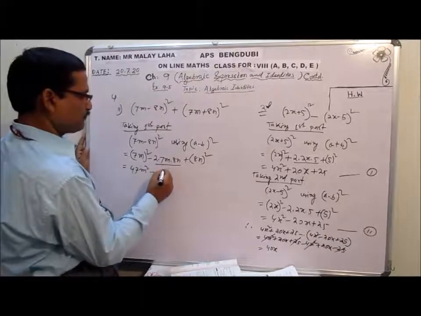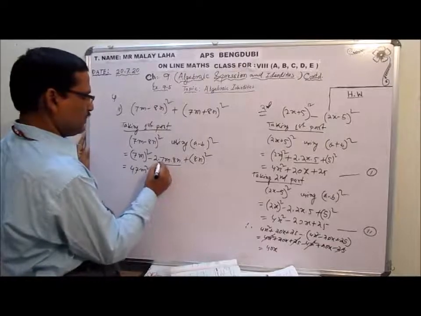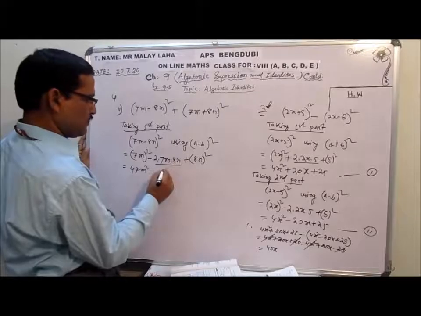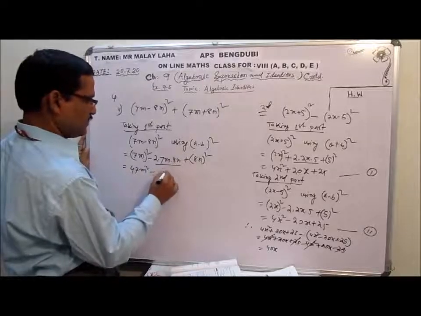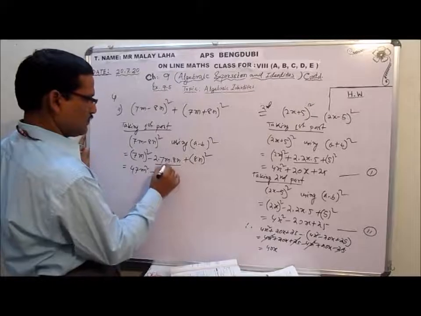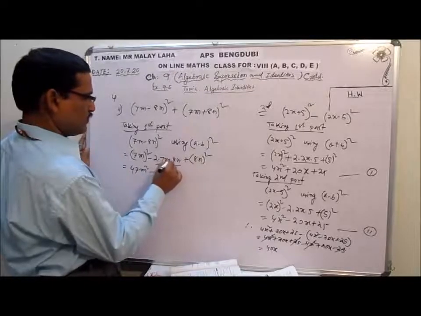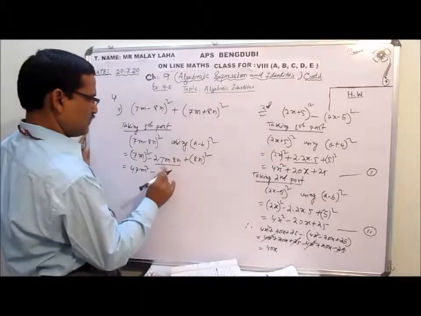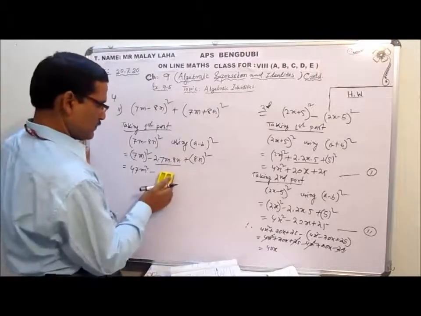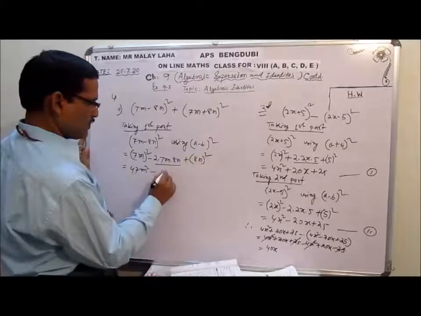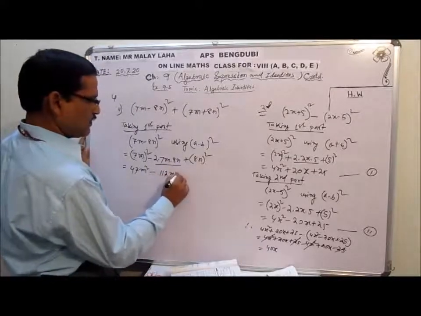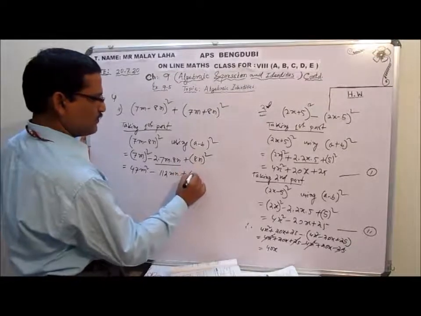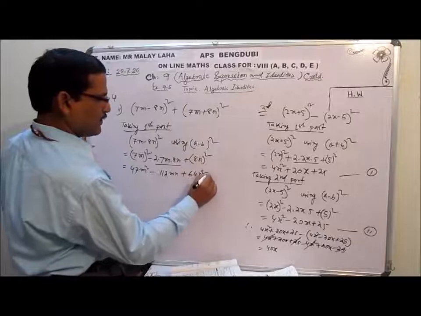14 8s are 112. You will check it. Plus this one, 64n square.